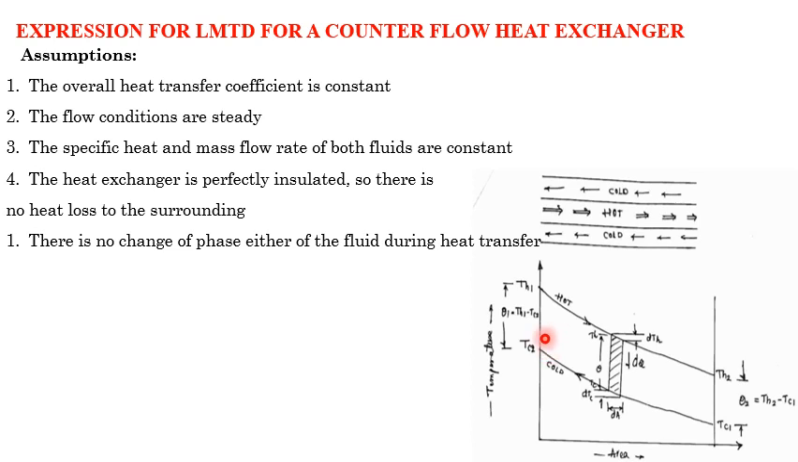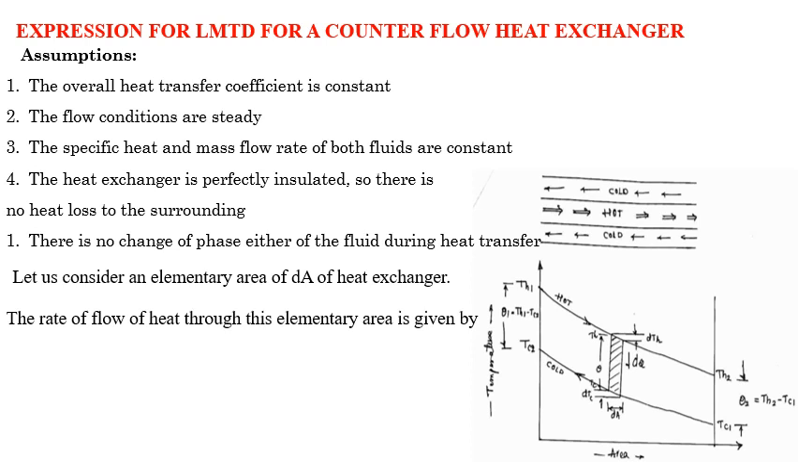So theta 1 here represents TH1 minus TC2, and theta 2 represents TH2 minus TC1. It is quite different from parallel flow. Now the basic steps are similar to the parallel flow condition. We have to consider an elemental area dA for the initial analysis, and then we will convert that into the entire heat exchanger area by integrating it.